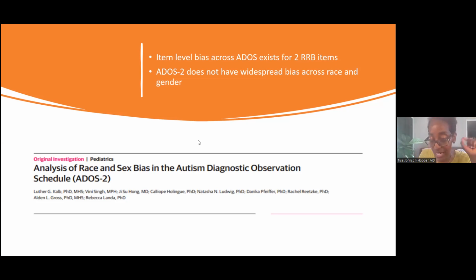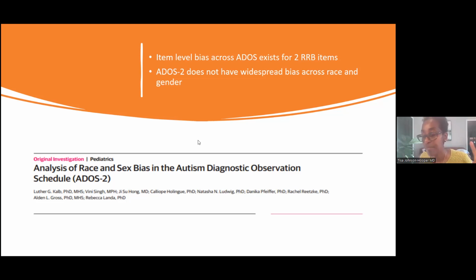So this study examined whether the ADOS systematically underestimates autism severity at the item level based on gender and race. They examined item-level bias on 10 items assessing the social affect, and then 4 items assessing repetitive restricted behaviors across the 3 modules. The study included just over 6,000 children who were evaluated at autism specialty clinics in the United States. And they found that 11% of the ADOS diagnostic items demonstrated some bias for African American versus white children, and for females versus male children.